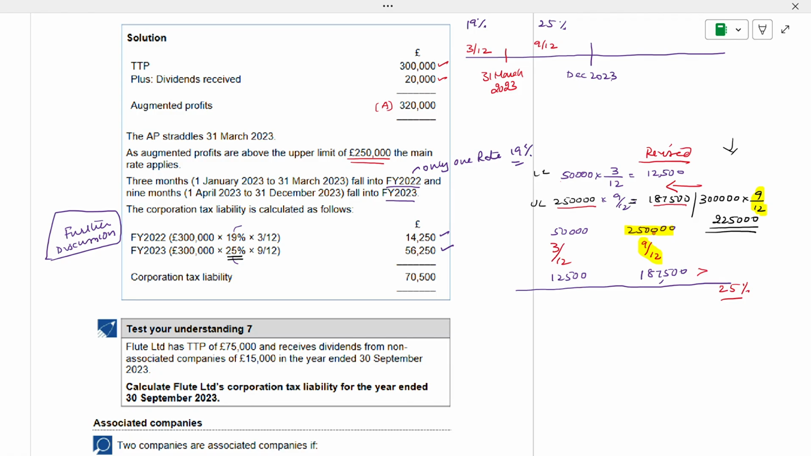But the solution, what they have said, I can't understand, sir. What is the solution? Tell me. See, as augmented profits are above the upper limit of 250,000, they have put the lower limit at 50,000. So that is the thing. Listen carefully. There will be different approaches, 100% there will be different approaches.